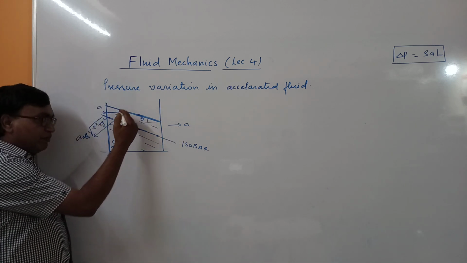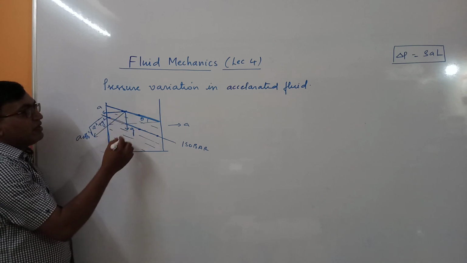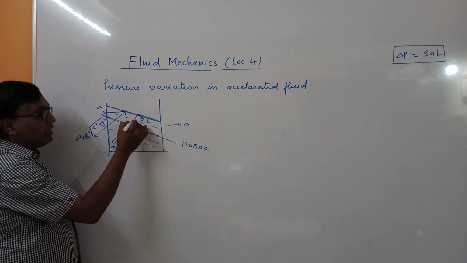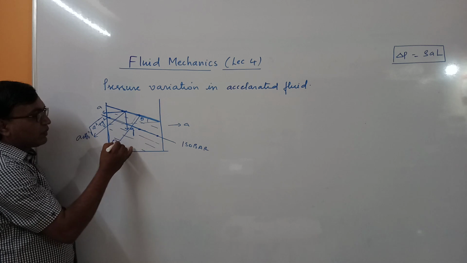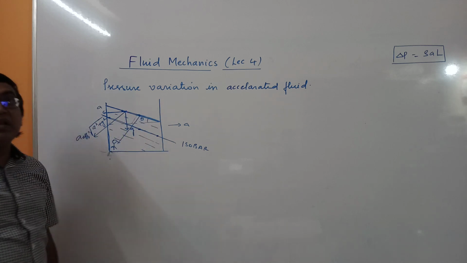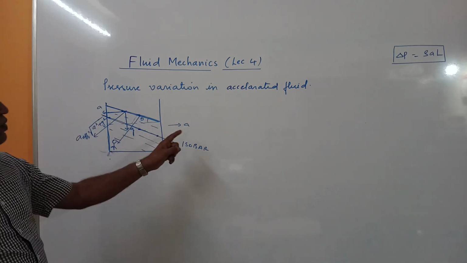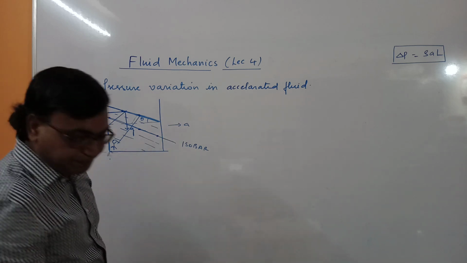So as you go perpendicular to this line, the pressure will go on increasing. If I go along this line, so along this line pressure will increase. That is due to acceleration A.